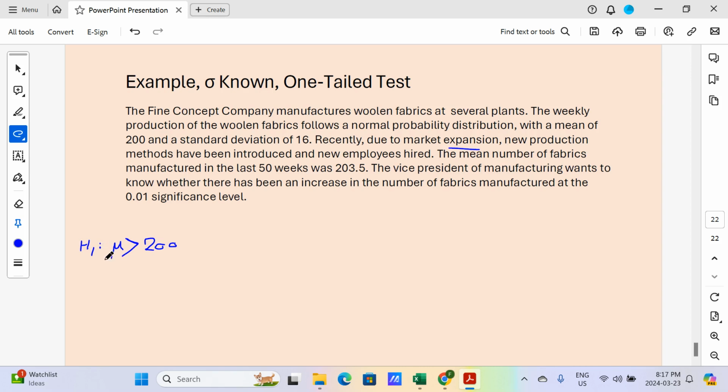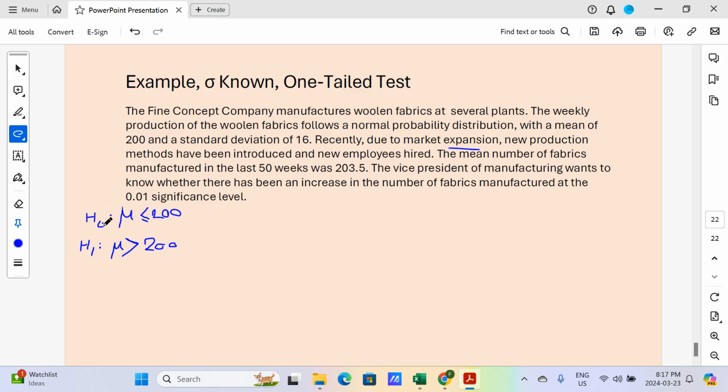That's H alternative. As a result, the null hypothesis, or H0, would be the complement of this claim or assumption. What is the complement? Because H0 and H1 must cover all the possible values for mu. When H1 says mu is more than 200, H0, the null one, must be mu is less than or equal to 200. Okay? So we already formulated H0 and H1 for this question.